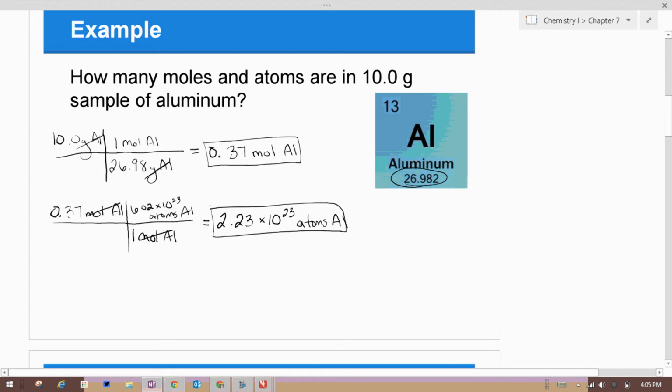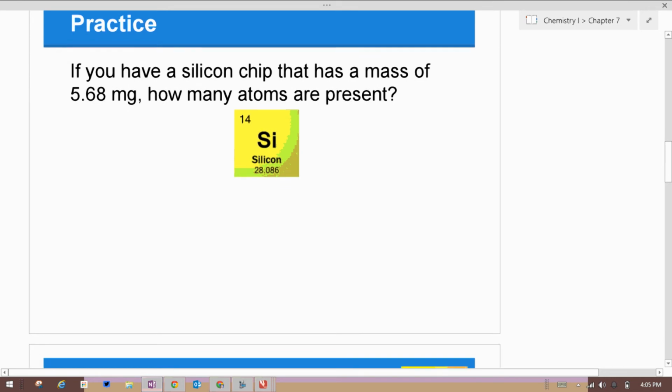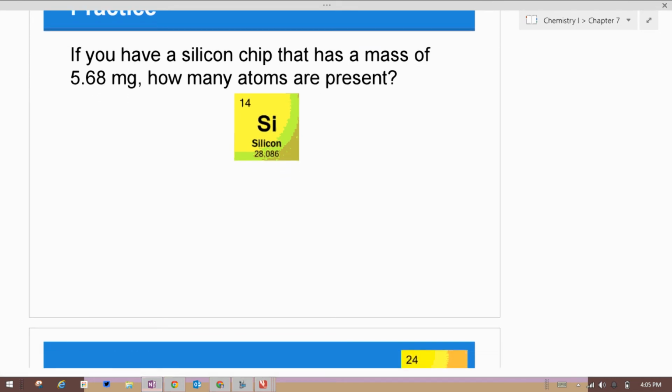Okay, so I now know the moles and the atoms of 10 grams of aluminum. Okay, and go to the next problem here. Actually, I tell you what, how about right now we pause this and you with your table partners try these next 2 problems. The first is if you have a silicon chip that has a mass of 5.68 milligrams, check that, milligrams, so be careful there. How many atoms are present?